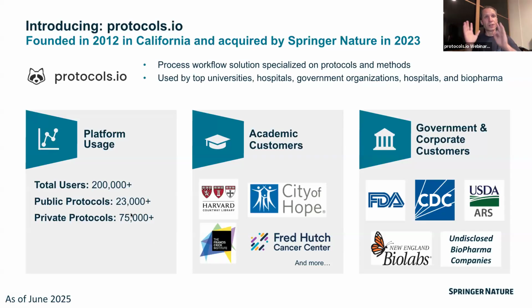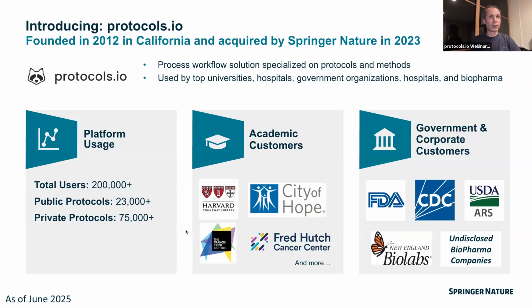So there's two sides. If you're sharing protocols publicly, it's unlimited public protocols, free to read, free to publish, completely open access. And the business model of Protocols.io is that we charge for private collaboration. So a lot of universities, government organizations, and pharmaceuticals and biotechs have an enterprise subscription to Protocols.io for unlimited private sharing.